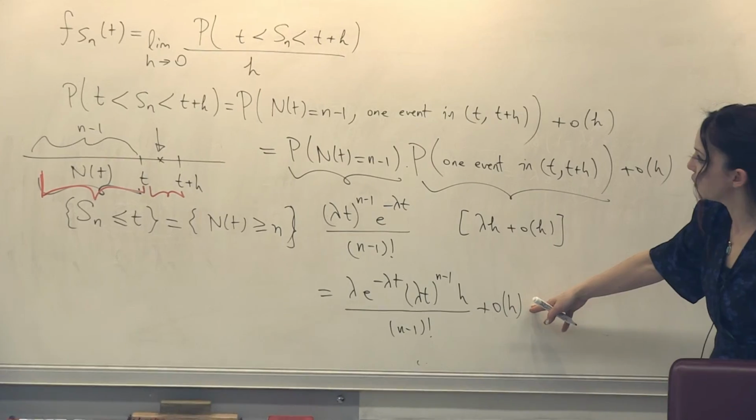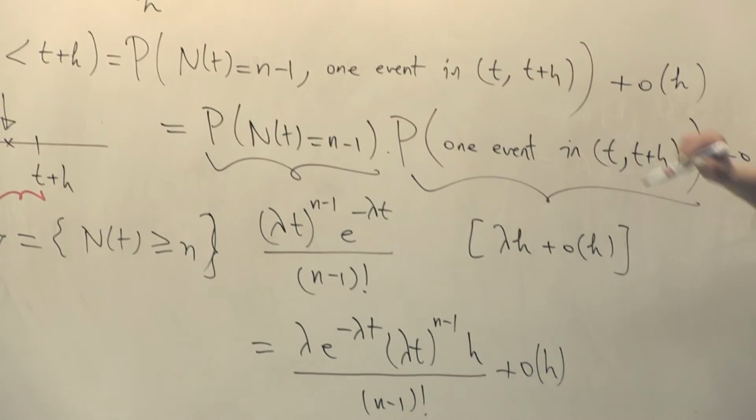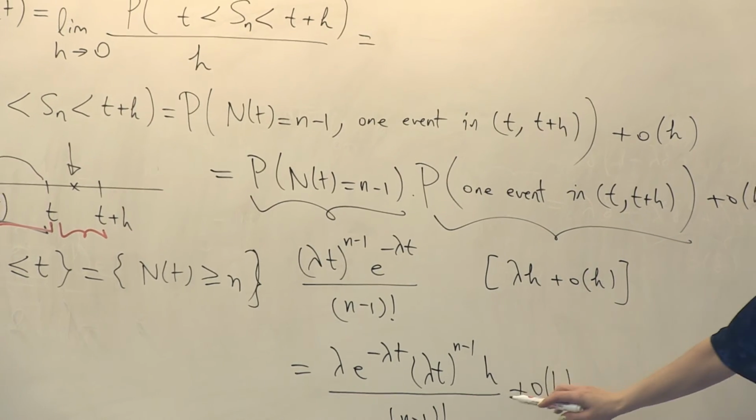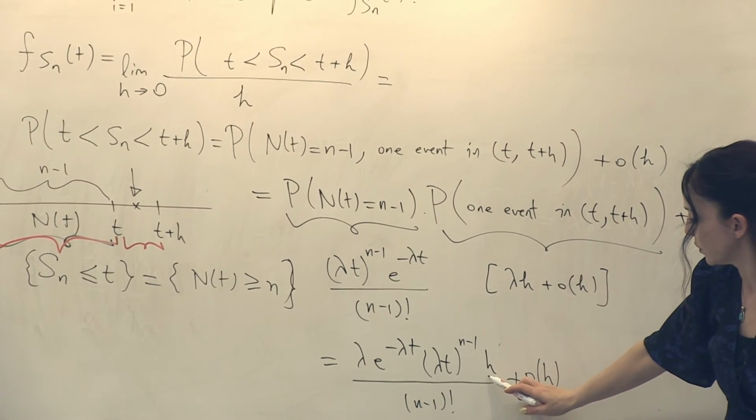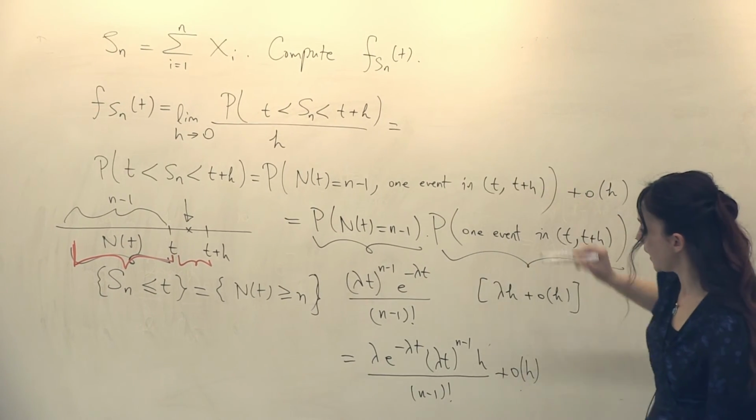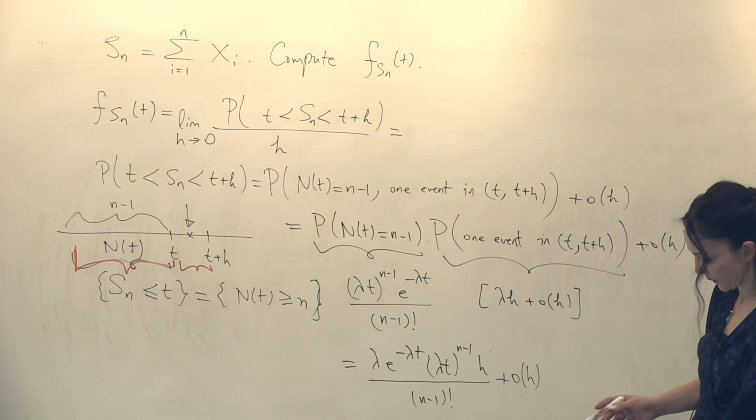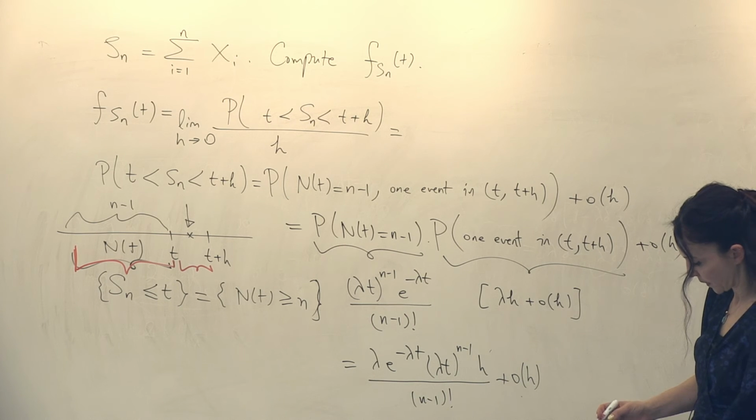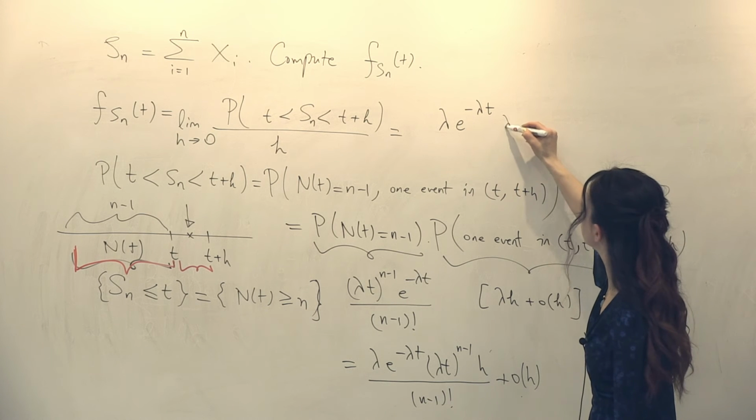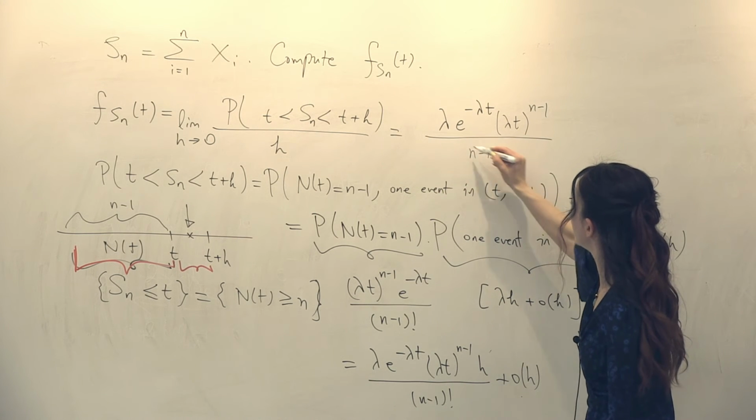And now I'll divide by h and take the limit as h goes to 0. When I divide this by h, this h will go. And when I divide this by h and take the limit, it will go to 0. So this limit then is nothing but lambda e to the minus lambda t, lambda t to the n minus 1 divided by n minus 1 factorial.